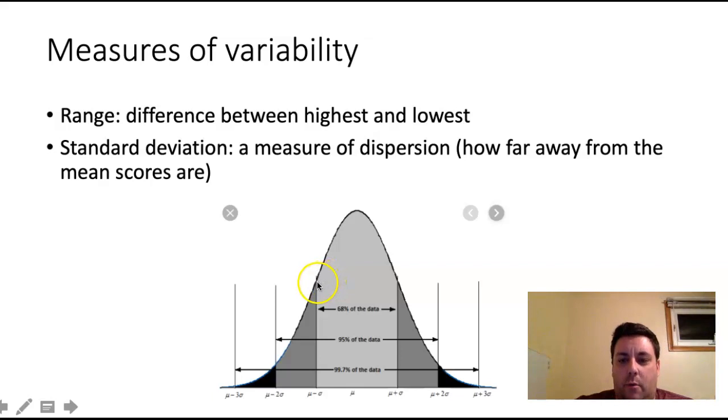In fact, in a standard shaped normal curve, 68% of the scores fall between one standard deviation below the mean and one standard deviation above the mean. And 95% of the scores fall between two standard deviations below the mean and two standard deviations above the mean. And then just about 100% of the scores fall within three standard deviations, either above or below the mean.